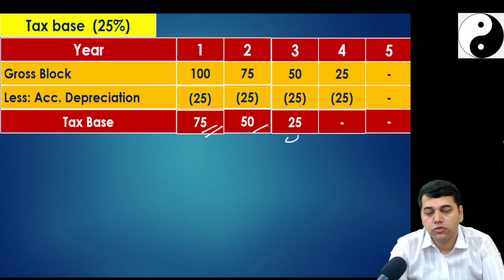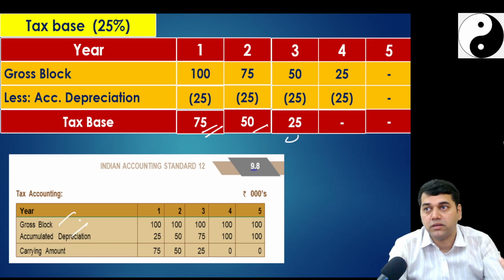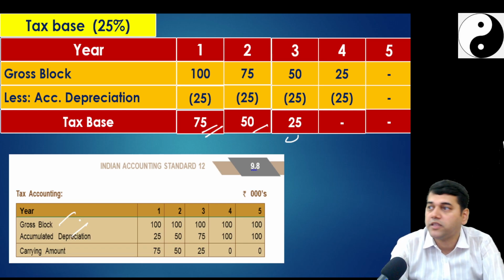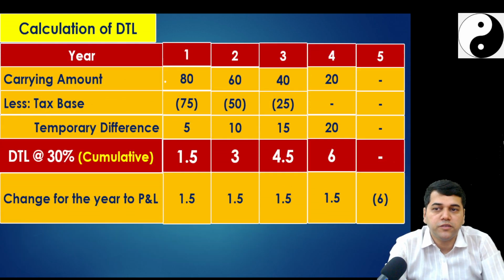Now, if you see the solution of the study material, they have told gross block and accumulated depreciation. See, in the example, they have done in one format. In the study material, textual knowledge, they have done in another format. We'll keep the same thing, what they have done in the example. Are you clear?